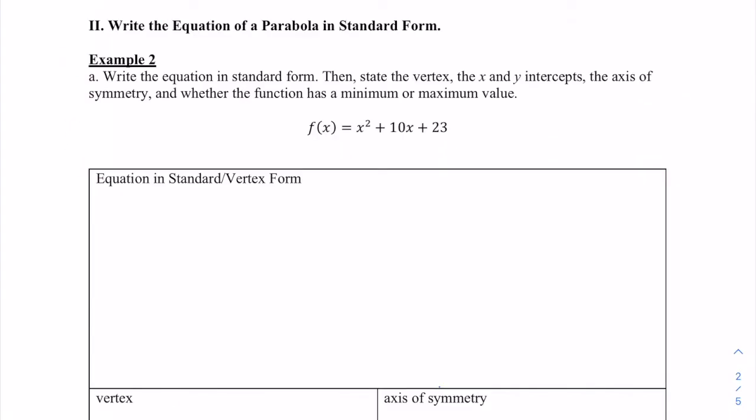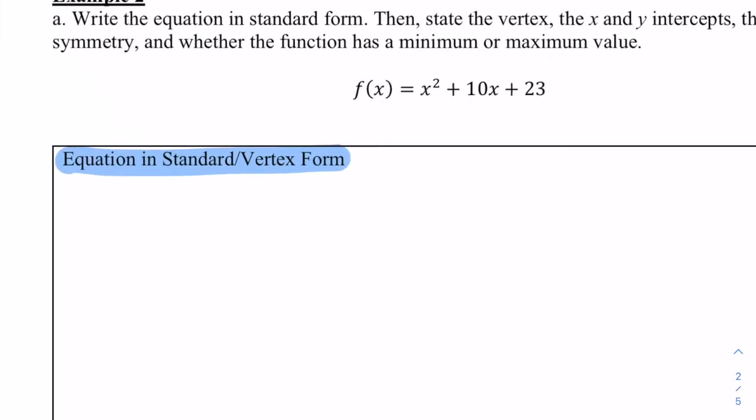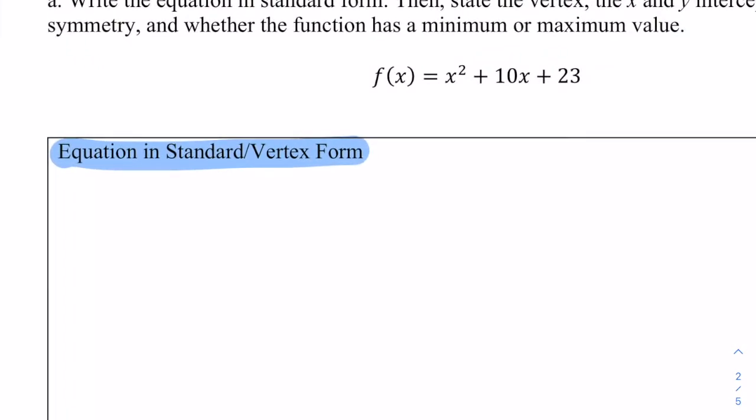Now let's look at equations of parabolas. We have the equations here in general form, and we want to rewrite these into standard or vertex form. I'm going to complete the square to do that. So the x squared term already has a coefficient of 1. So my next step was to move the constant.